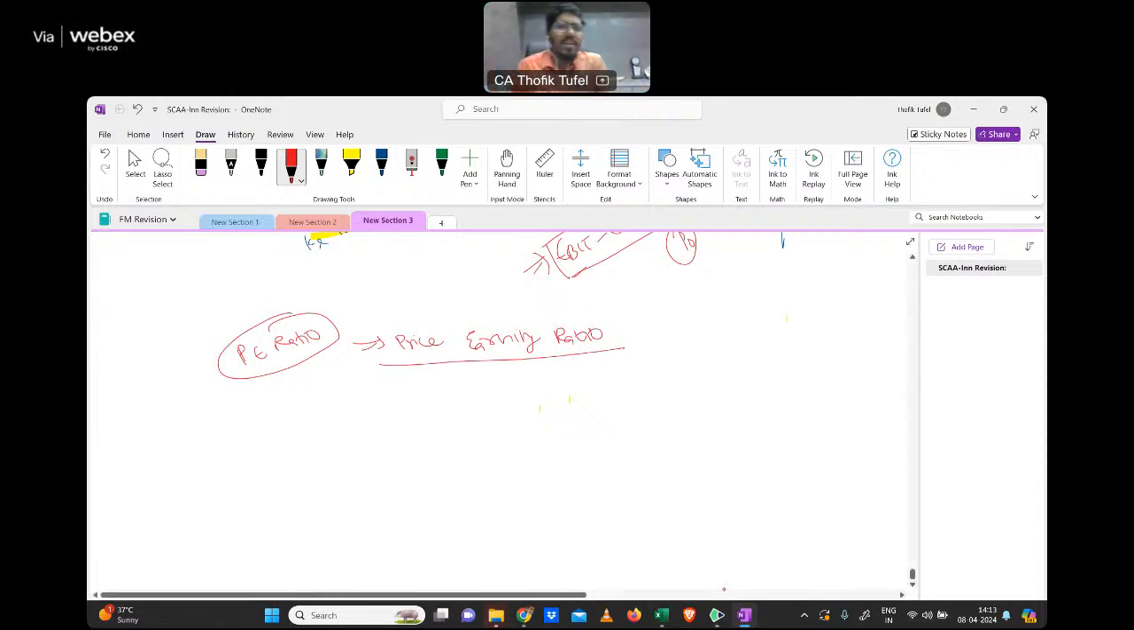Okay. What is price earning ratio? Price earning ratio is price divided by earning. Price is the market price per share. Earnings is earnings per share. So this is what the P/E ratio is.